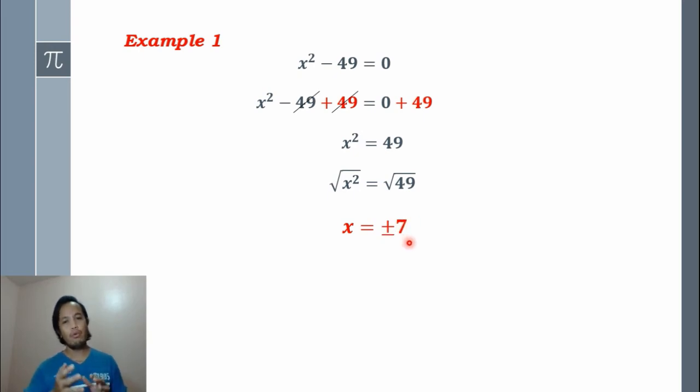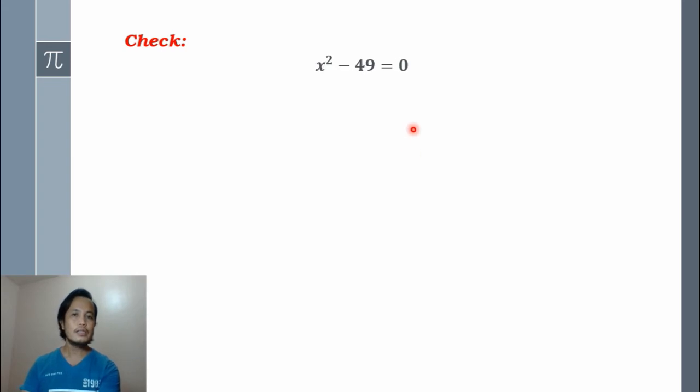Why? Because when we multiply, positive 7 times positive 7 will give us positive 49. And of course, negative 7 times negative 7 will give us positive 49. That's why we have two values for x here, the positive 7 and the negative 7. Now let us check if these values of x, positive 7 and negative 7, are correct. So let's go back to our original equation, which is x squared minus 49 equals 0. The values are positive 7 and negative 7.